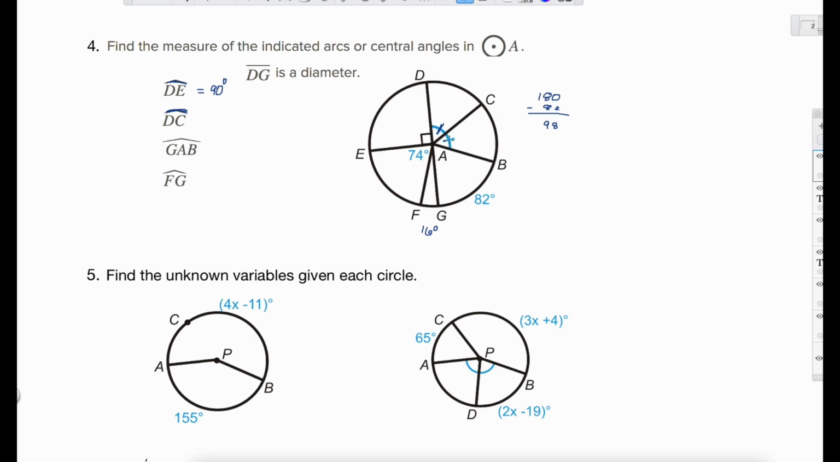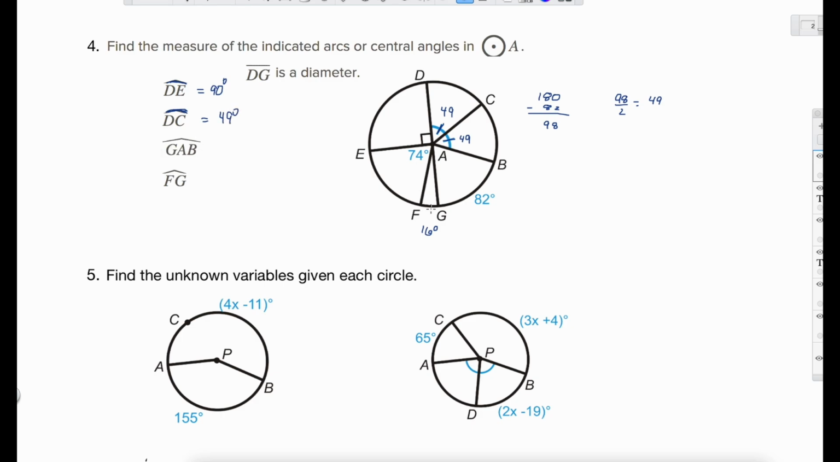These two angles are congruent, and they both add up to 98. So if I take half of 98, that gives me 49. 49 times 2 is 98. So this is 49. So arc DC is 49 degrees.